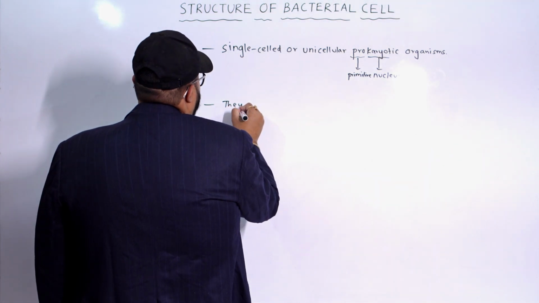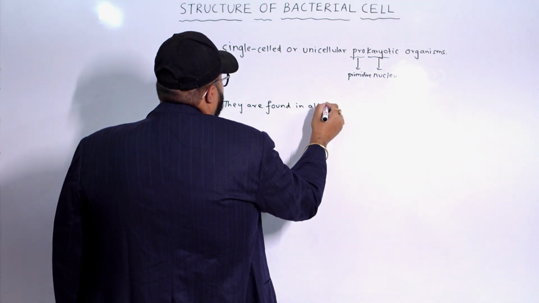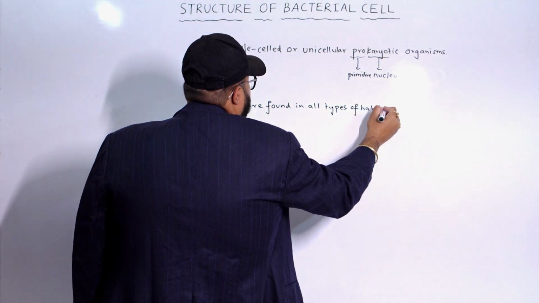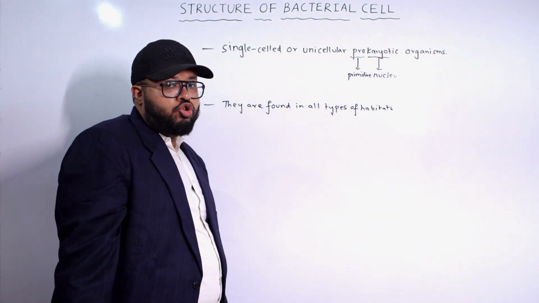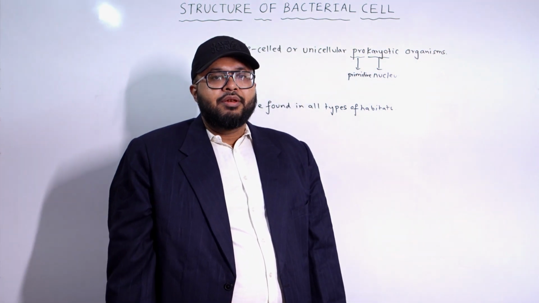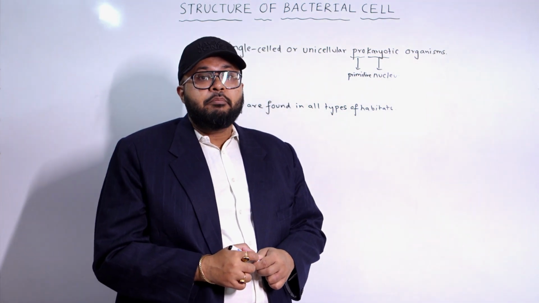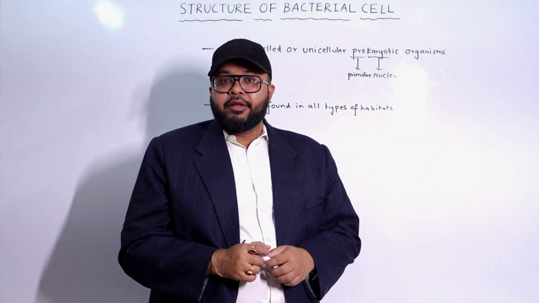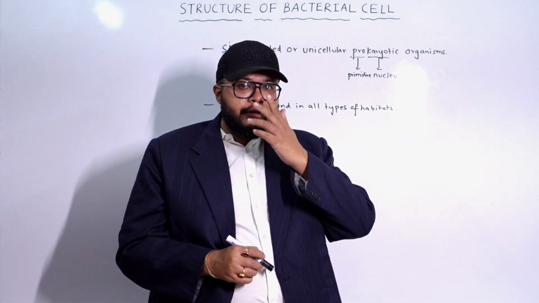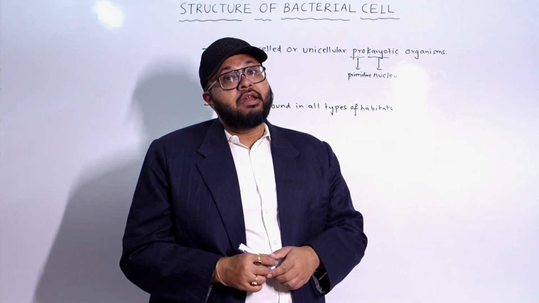They are found in all types of habitats, such as bottom of oceans, below the icebergs, hot springs, inside or outside the body of other organisms, particulate matter suspended in air, etc. A bacterial cell is covered by a three-layered covering which is called the cell envelope.